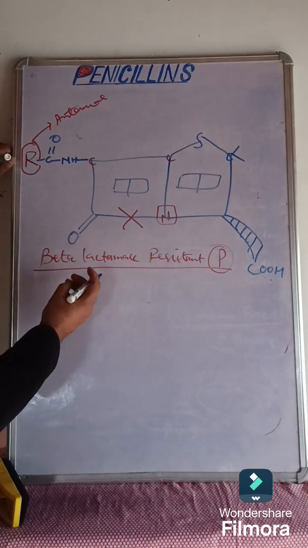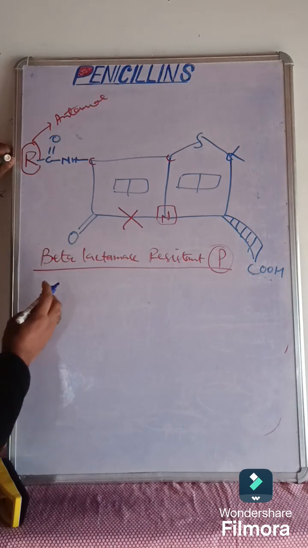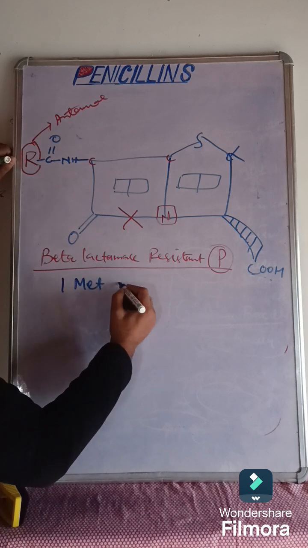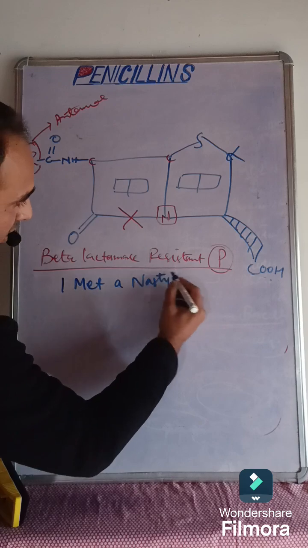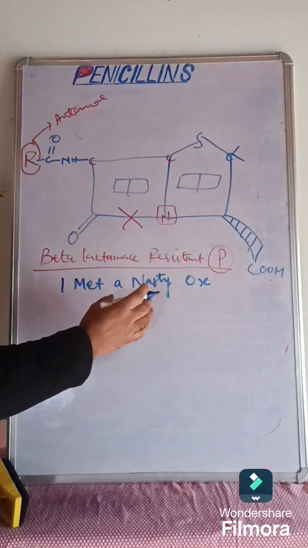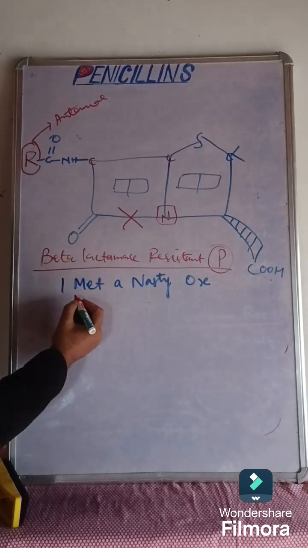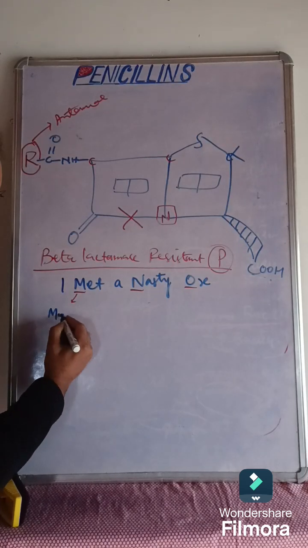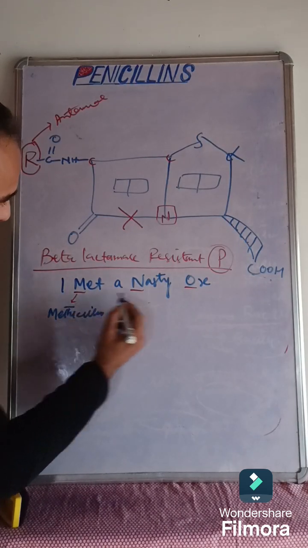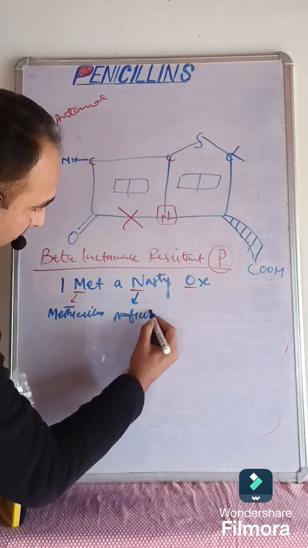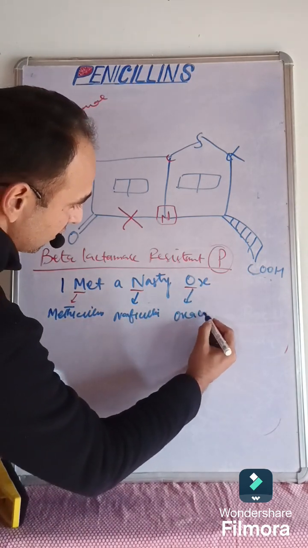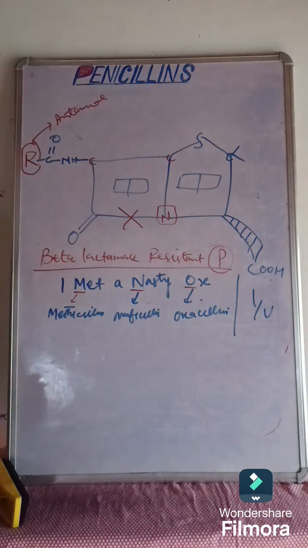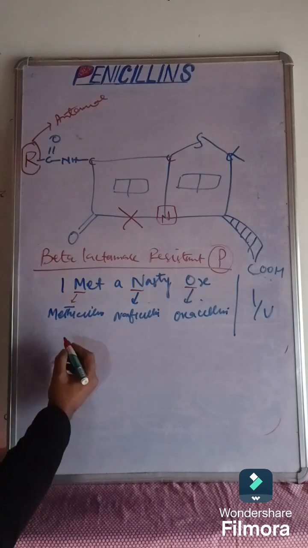In order to remember the individual members in beta lactamase resistant penicillins, remember the mnemonic: I met a nasty ox with beta lactamase ring around its neck. The ox was very nasty, it was very dangerous. I met a nasty ox. This is methicillin. This is nafcillin. This is oxacillin. All these are given IV parenterally.